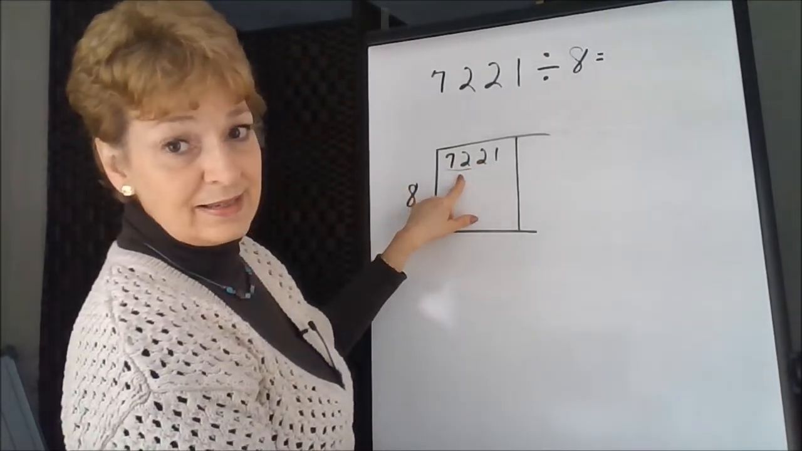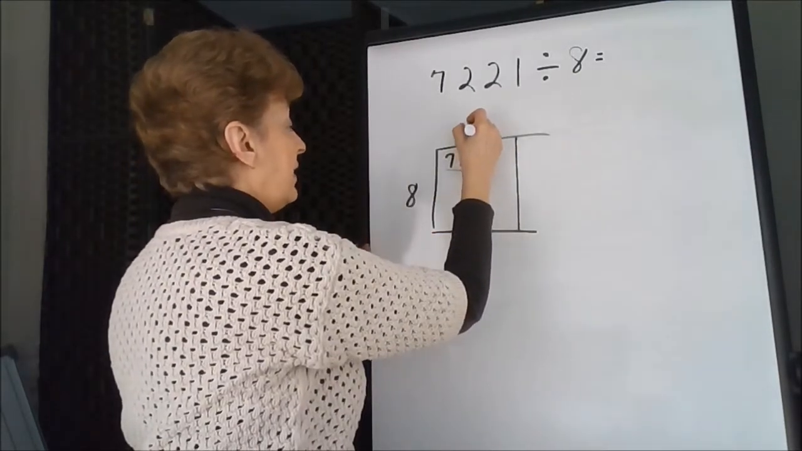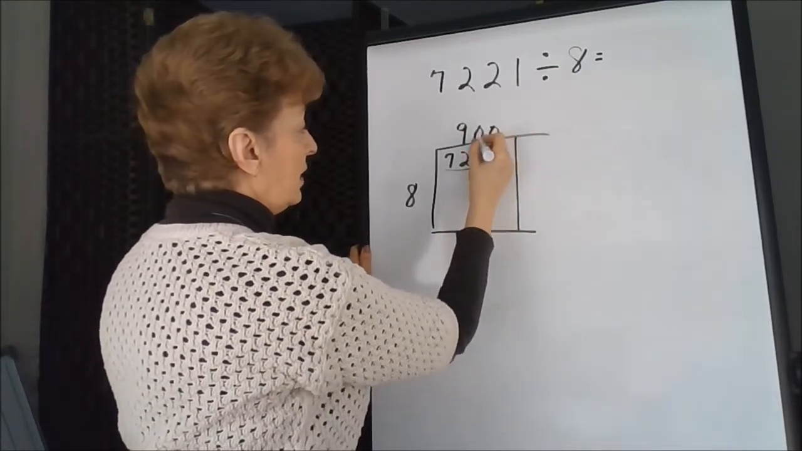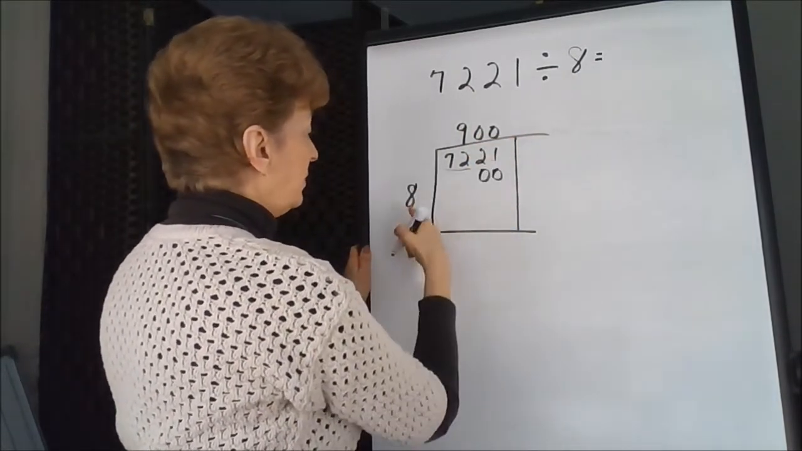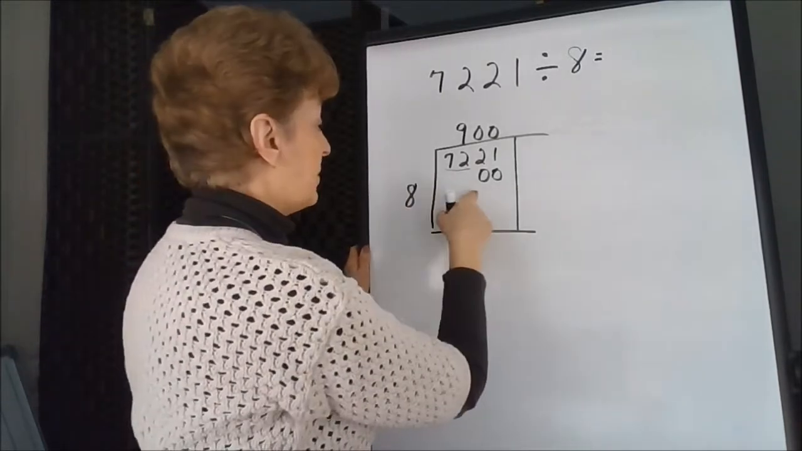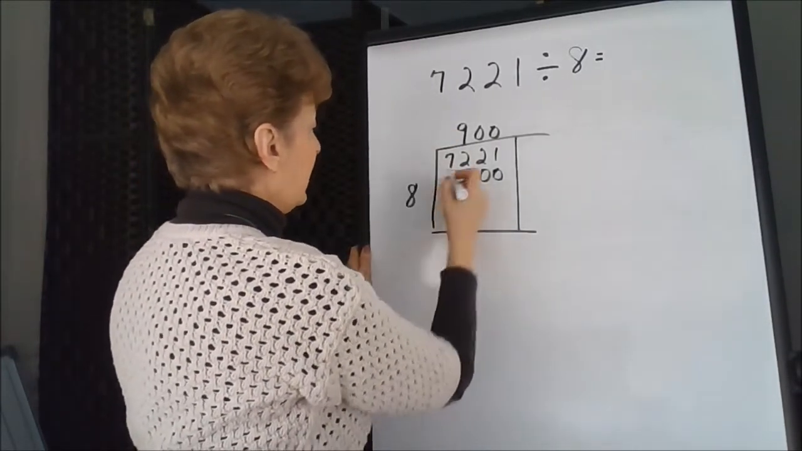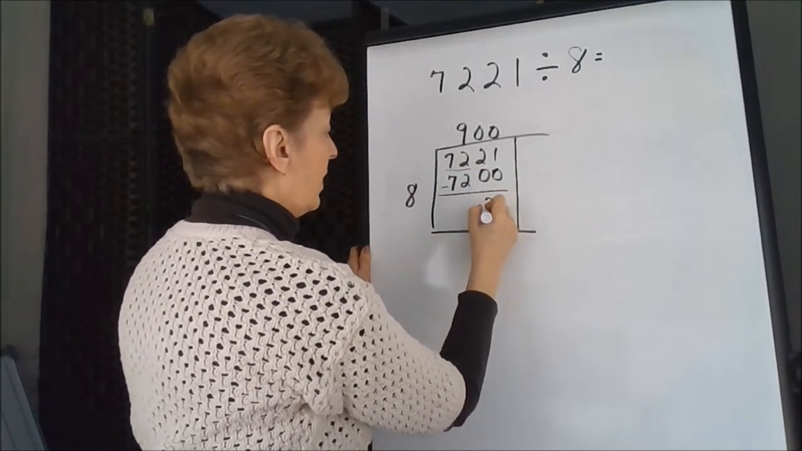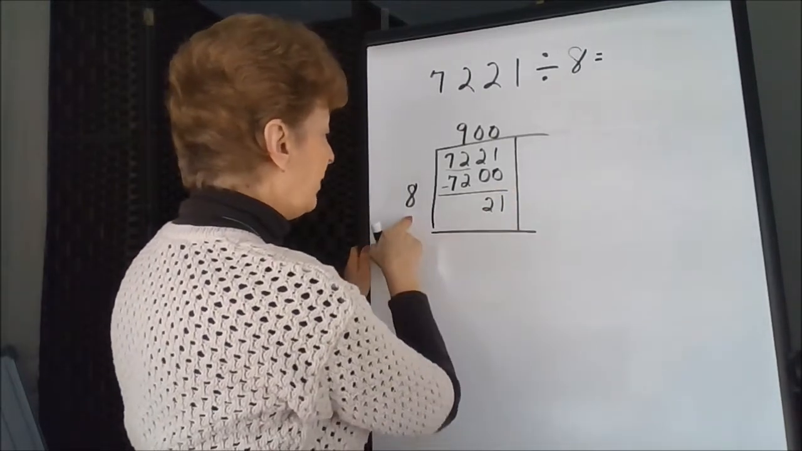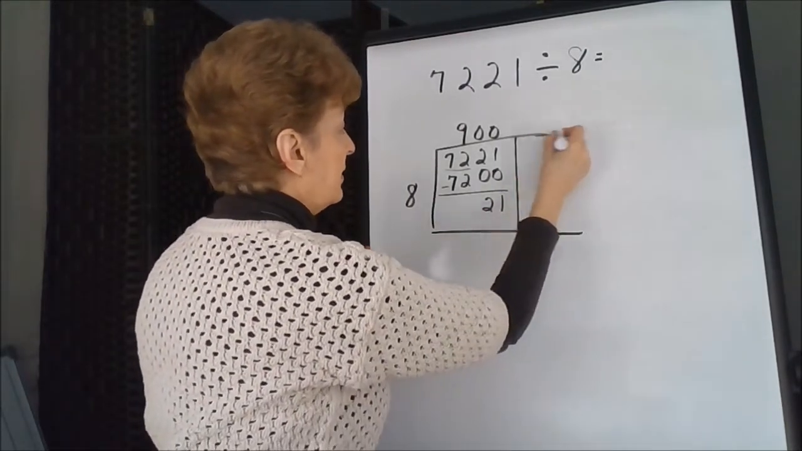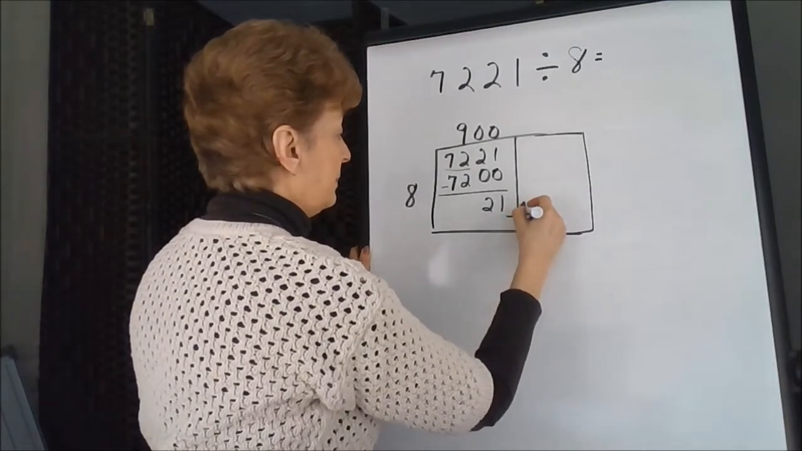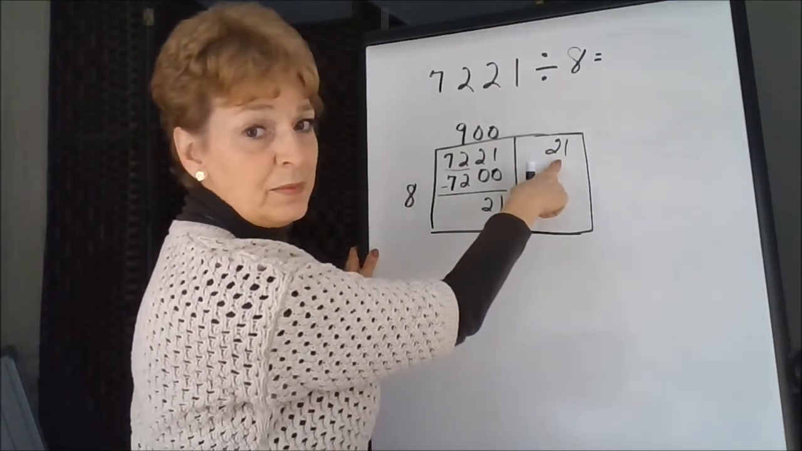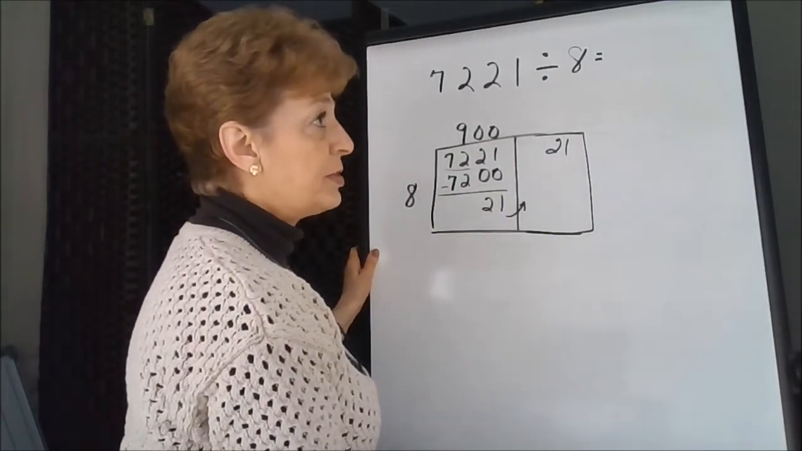9 times 8 is 72, so let's take a 9. But it's in the hundreds place, so we'll have to add our zeros. The zeros can come down because anything times 0 is 0. 9 times 8 is 72. Subtract, we get 21. 21 is bigger than 8, so we need another box. This comes up. What times 8 is close to 21 without going over it? Well, 8 times 2 is 16.